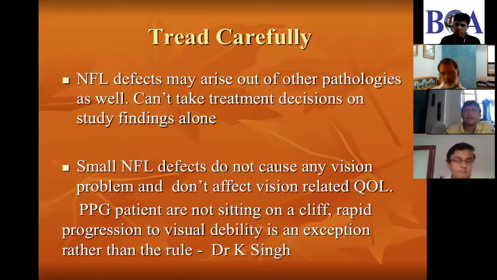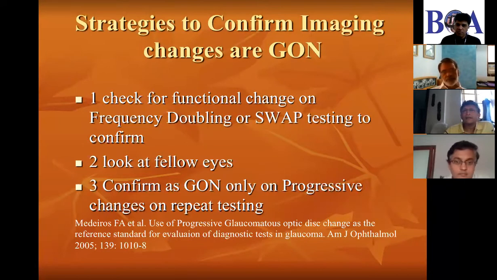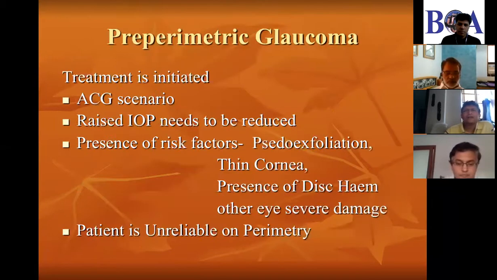So the strategies to confirm imaging, if you have seen the defect, are to check for functional damage, look at the fellow eyes, and confirm that the glaucomatous optic neuropathy is progressive on repeat testing. You can do repeat testing every 6 months and see whether there is any small progression. Treatment for the pre-perimetric category is indicated if it is definitely in the ACG scenario. But raised pressure needs to be reduced only in the presence of other risk factors.